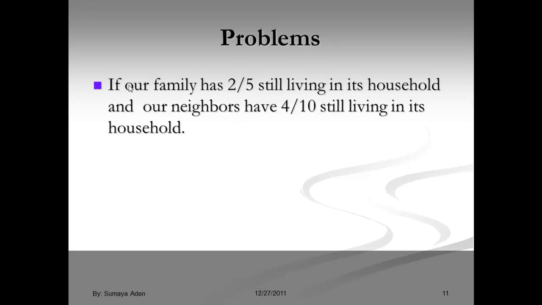Problem. If our family has 2 over 5 of the children still living in this household, and our neighbors have 4 over 10 of the children still living in this household, what is the proportion? Since 2 over 5 and 4 over 10 are equivalent, they are proportional.